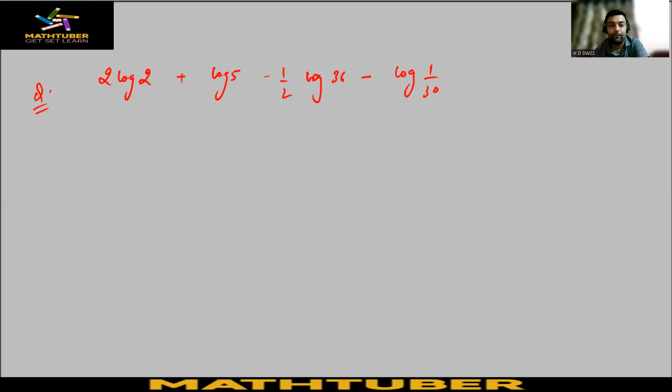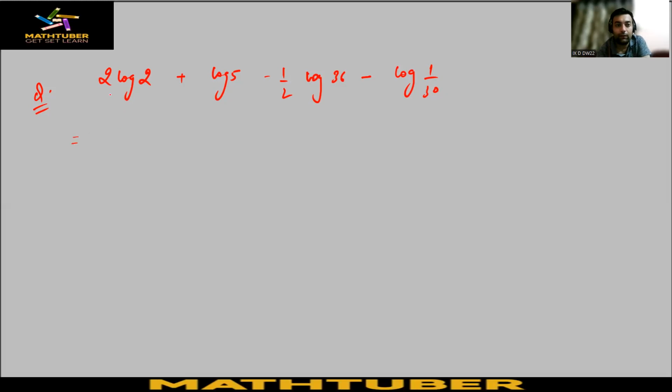Okay, similarly, we have another question. Suppose we have 2 log 2 plus log 5 minus half log 36 minus log 1 by 30. So here what we have to do is we have to solve the equation here.